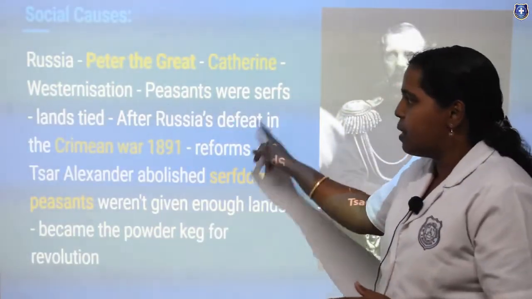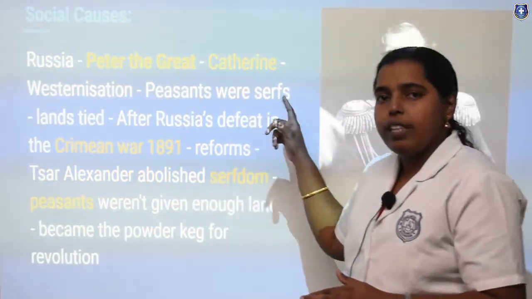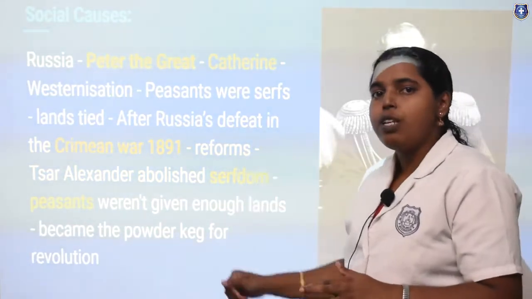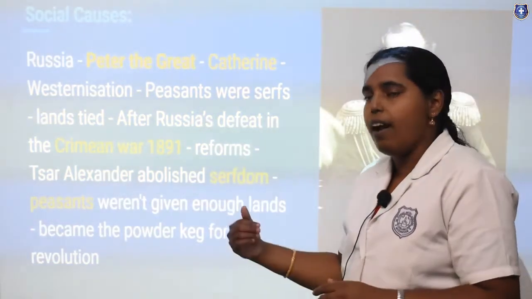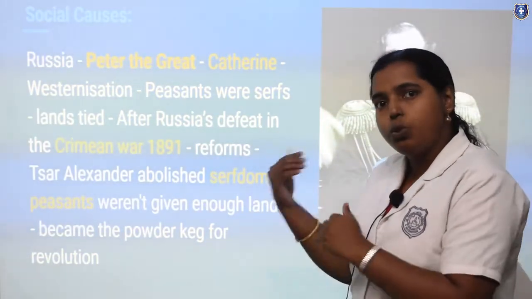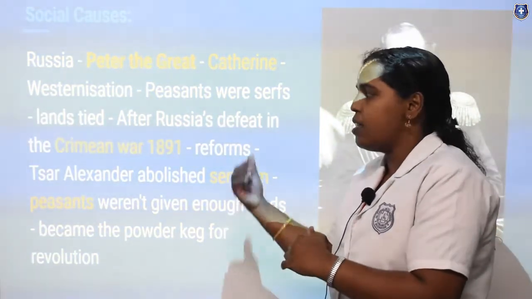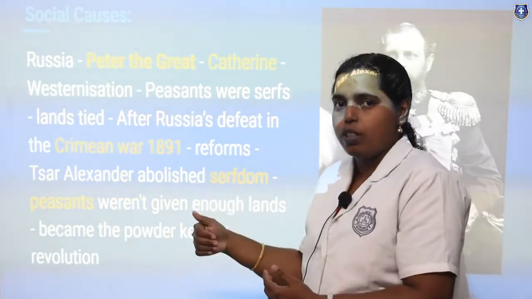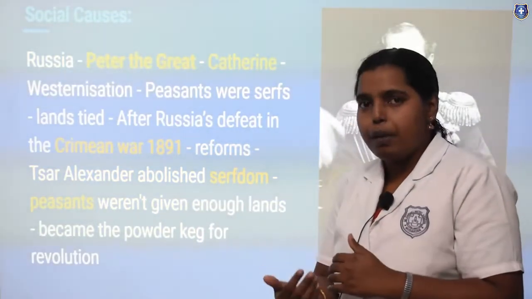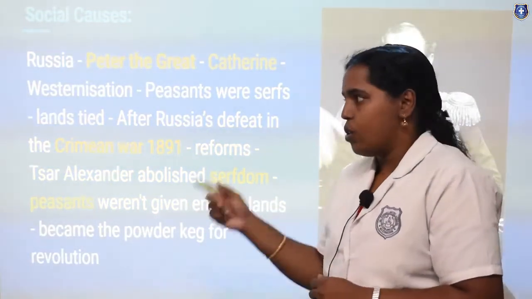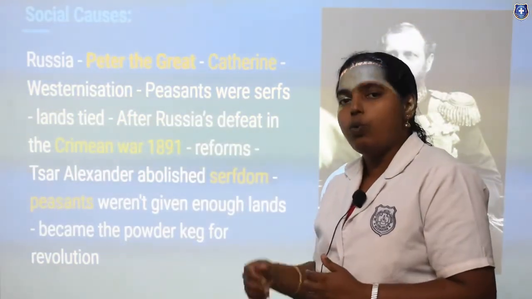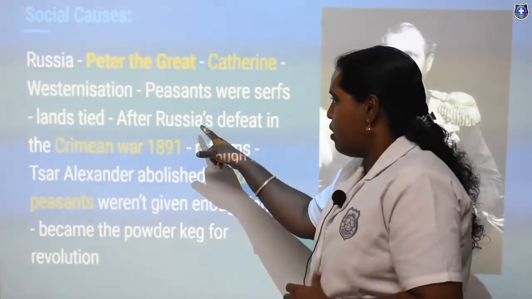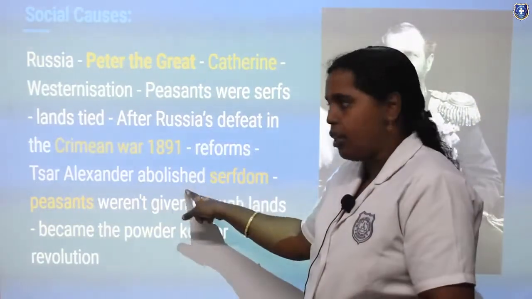Peasants were serfs. Serfs in the sense they were treated like slaves. In the feudal system, they had to work for the wealthy owners, and they would be paid according to the interest of their owner. So sometimes they might be paid very low. That created great harm for the peasants, and their livelihood was really affected. So that created this revolution.